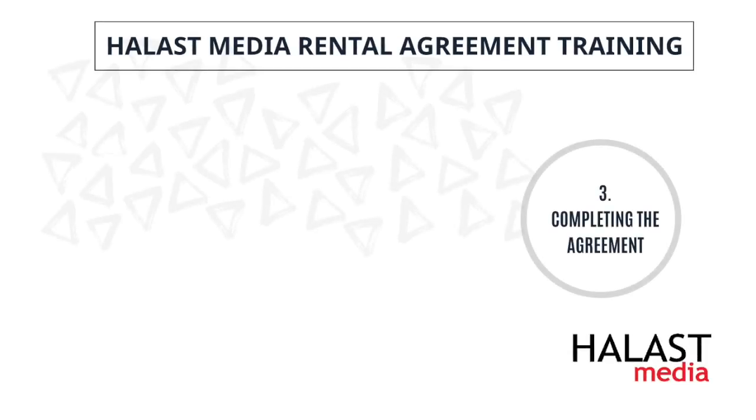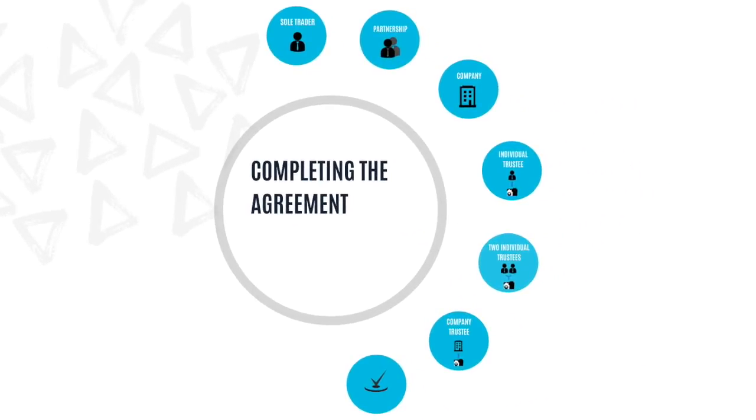Part 3 of the last media rental agreement training explores the different customer types that you will encounter. At the completion of Part 3, you will have a clear understanding of how to complete the agreement for each of the different types of borrowers that you will come across. There are 6 main types of customer that you will likely encounter.